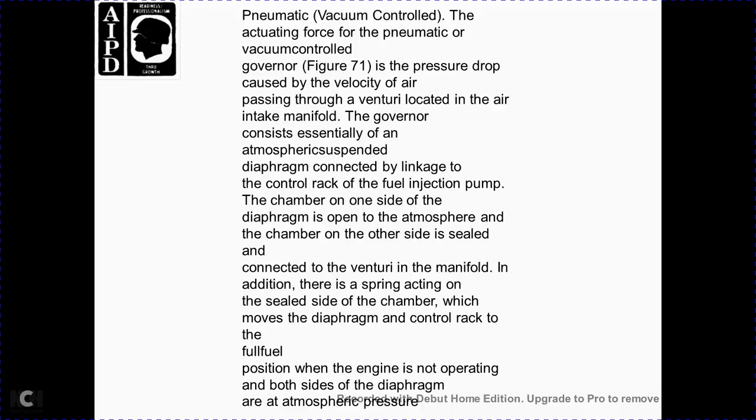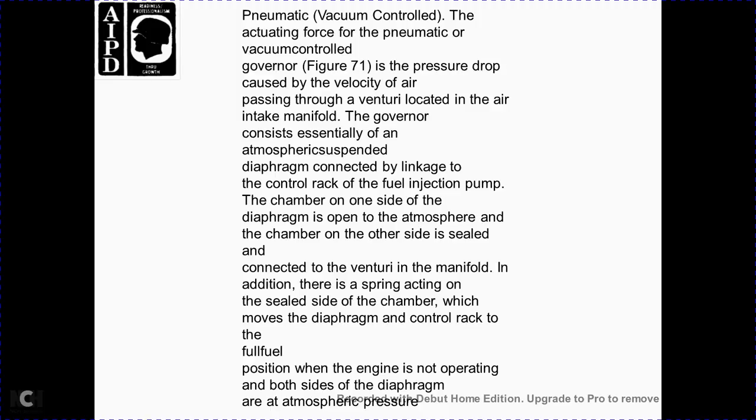Pneumatic vacuum control of the governor, Figure 71. The pressure drop with the velocity of air passing through the venturi located in the air intake manifold is used by the governor, which consists essentially of an atmospheric chamber with a diaphragm suspended and connected by a linkage to the control rack of the fuel injection pump. One side of the diaphragm is open to the atmosphere with the chamber. The other side is sealed and connected to the venturi within the manifold, in addition to the spring action on the sealed side of the chamber.